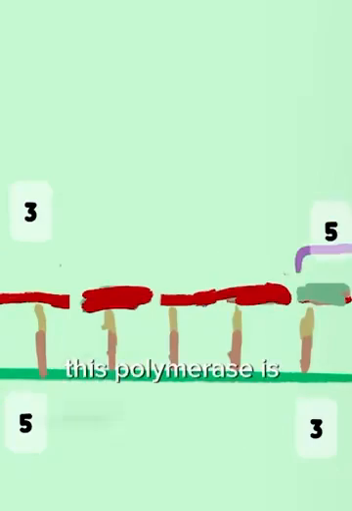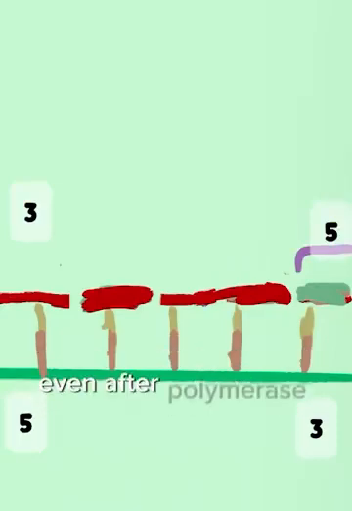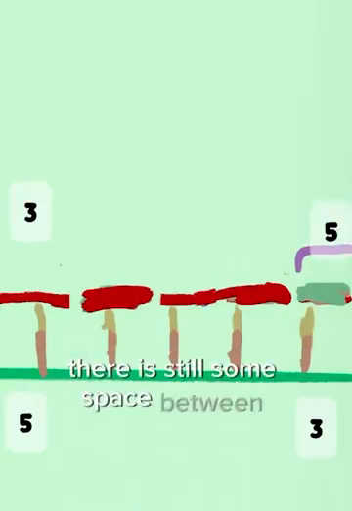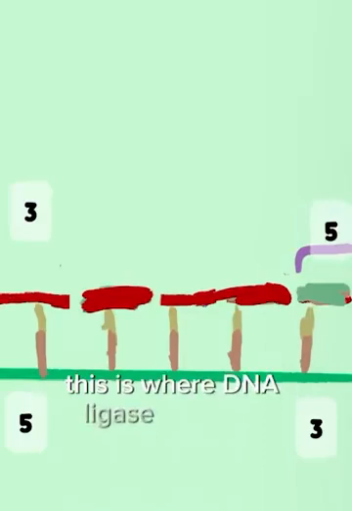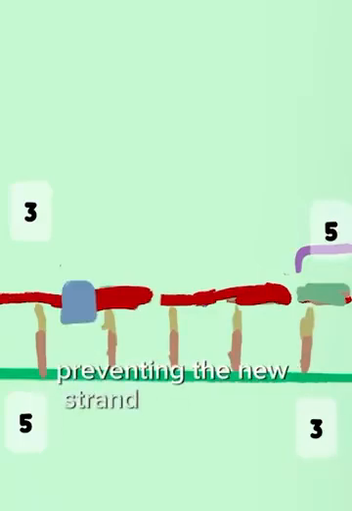This polymerase is called DNA polymerase I. Think of it as a Pac-Man that excretes monomers as it moves forward. Even after polymerase I leaves, there is still some space between nucleotides. This is where DNA ligase comes in. This enzyme attaches to the breaks and patches them up, preventing the new strand from falling apart.